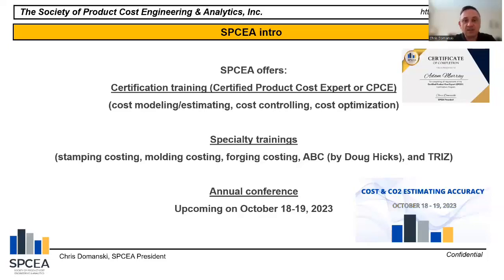Now, how we spread this knowledge is we try in multiple ways. We're offering certification training called Certified Product Cost Expert, or CPCE. This training focuses on cost modeling or estimating, cost controlling, and cost optimization topics. But we also offer specialty trainings on special topics such as stamping or molding or forging, or topics like activity-based costing, training that was developed by Doug Higgs, or TRIZ, which is a cost optimization tool. We also have conferences every year, trying to spread more knowledge through that. This year's conference is October 18 and 19, and it's a virtual conference as well, and we'd love to have you guys there as well.